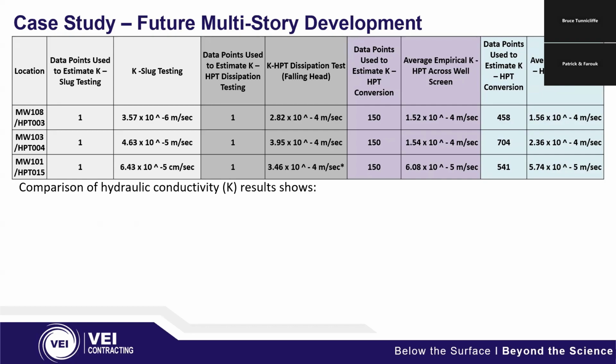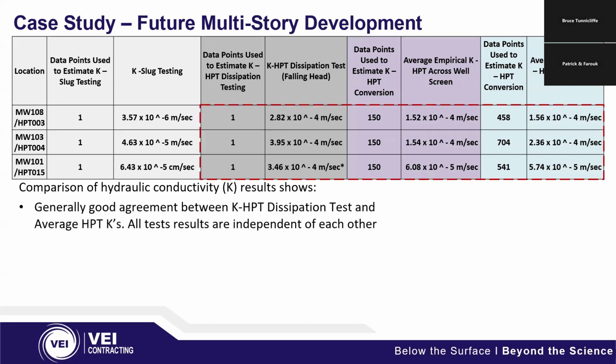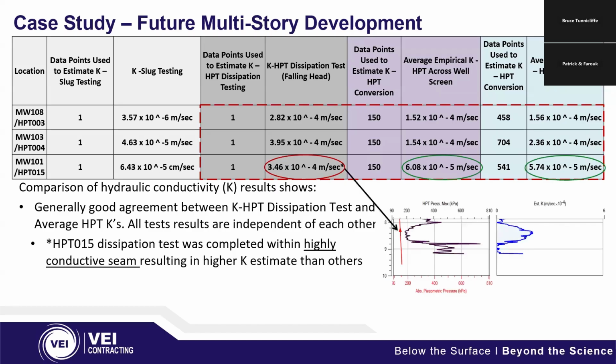So quick comparison of these results and what do they show. Generally, there's good agreement within the HPT results from the dissipation test versus the empirical formulas. Reminder, these are all independent tests, with the exception of HPT 15. That one showed an order of magnitude higher than the empirical formula results. I was wondering what's going on here. Why is this one different than all the others?